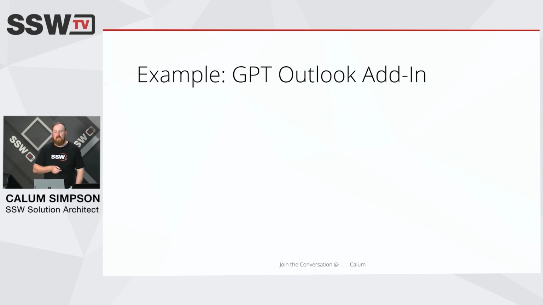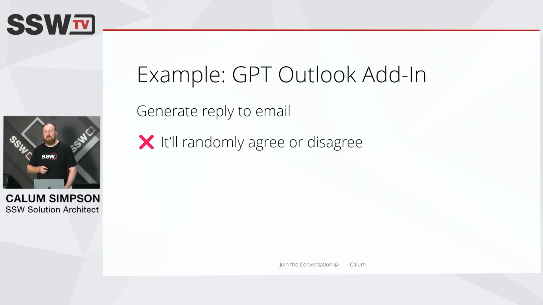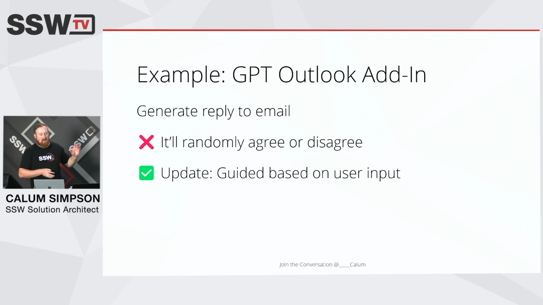So the same sort of thing. I don't develop Outlook add-ins in my day-to-day job. I've never actually done it before. But the idea here was we want to generate responses to emails. Now, who can think of a problem if you pass in an email to GPT and just tell it to respond to it? Obviously, it's just going to randomly agree or disagree with the content. It's not actually going to give you the text that you actually want to reply with. Based on whatever you sent in, it's going to give you a bunch of stuff that maybe agrees to something you don't want to agree to. So what we want to do here is actually guide the response based on some user input.